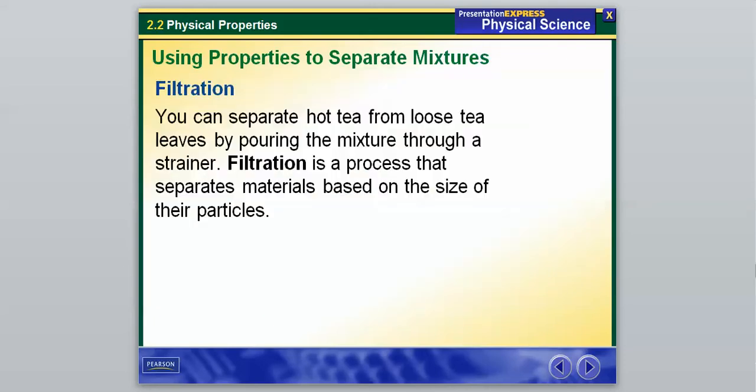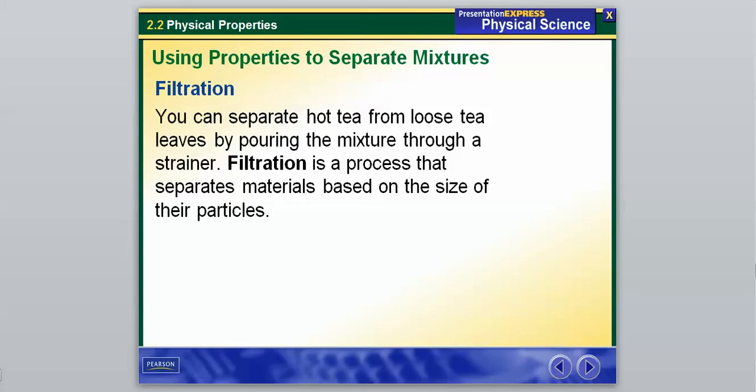So you can separate hot tea from loose tea leaves by pouring the mixture through a strainer. That's our example here of something called filtration, which is the process that separates materials based on the size of their particles. This is a pretty simple process of separating out a mixture, separating the smaller particles from the larger particles. And the example they give is, if you use fresh tea leaves to make tea, you pour them through a strainer, all of your liquid goes out the bottom, and you keep your leaves separate.